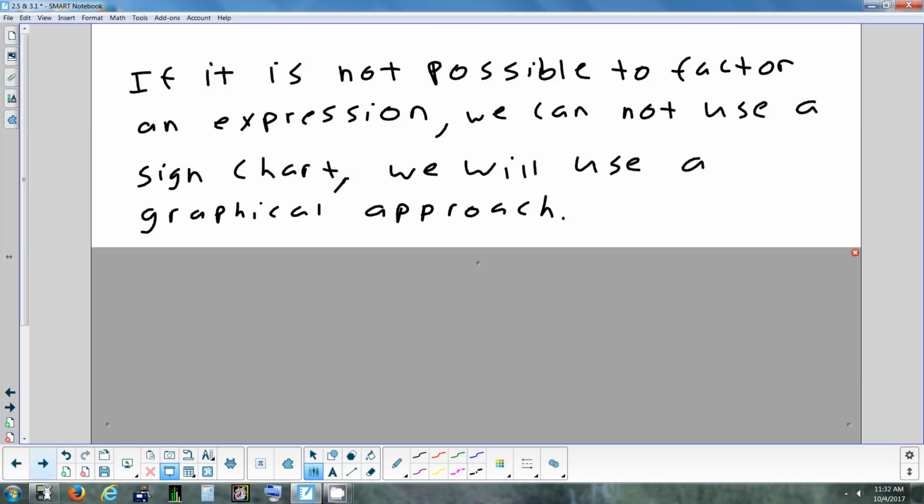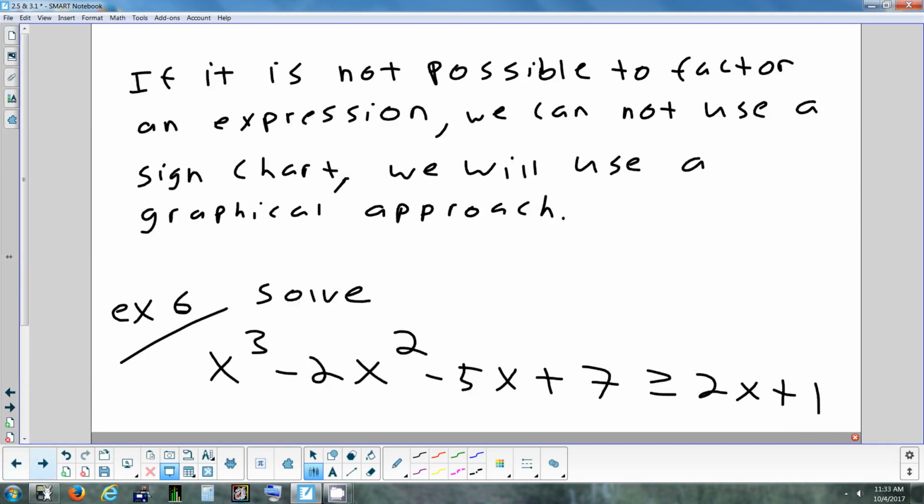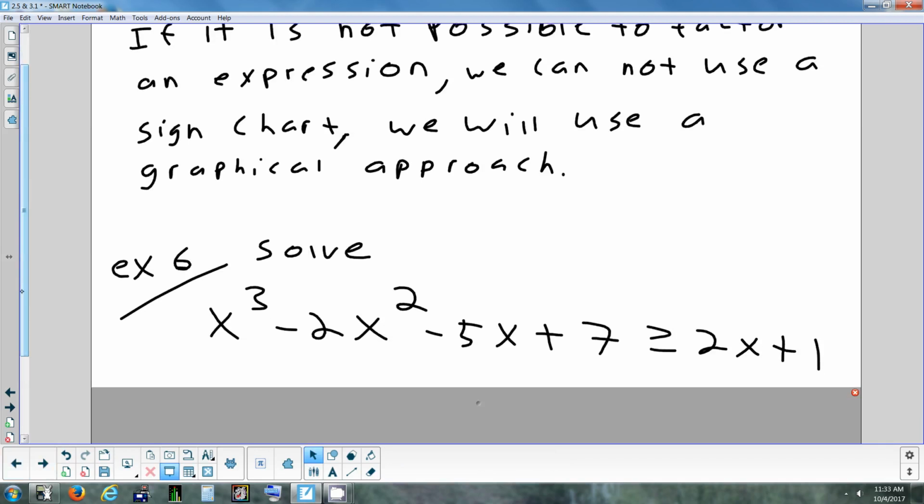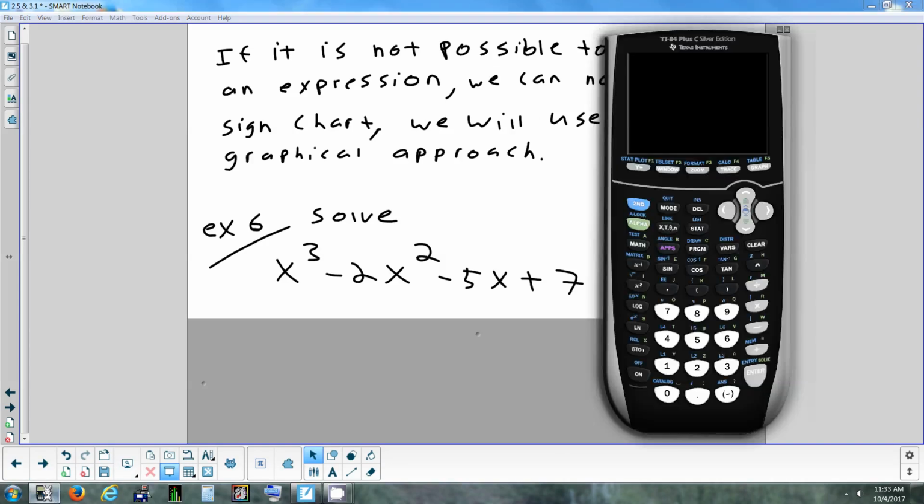All right, so if you can't factor it, you can't use a sign chart. Okay, so let's do one on the calculator. You don't have to write that all down on the top. Because if you can't factor it, I'm going to say on the homework or on the test, use a graphical approach to solve. Okay, so if you can't factor it, you've got to use a graphing calculator, and the directions will tell you that anyway. So let's type that in.